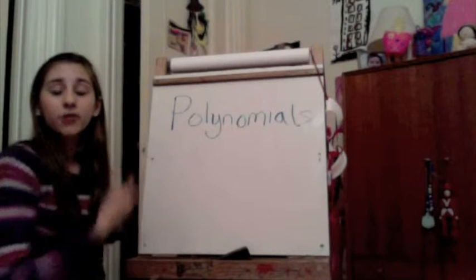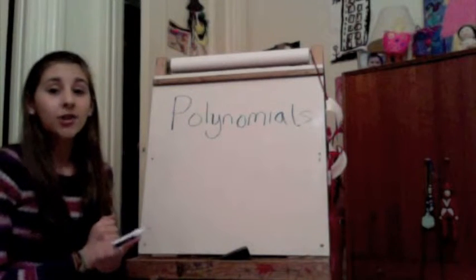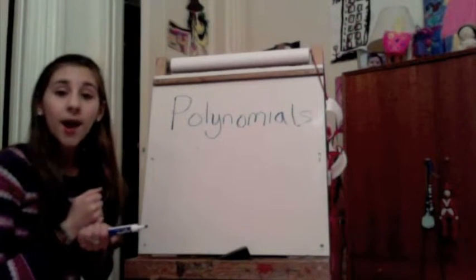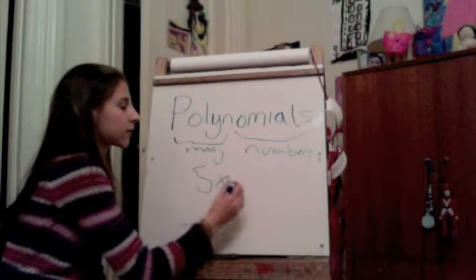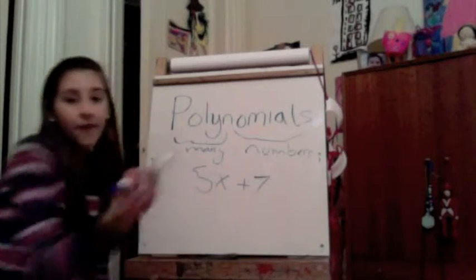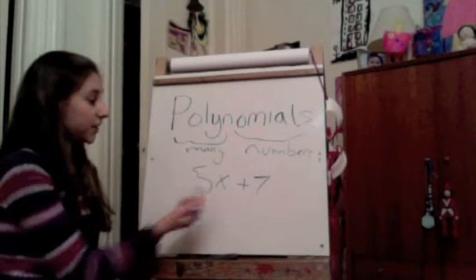Polynomials are made up of terms that are only added, subtracted, or multiplied. Poly means many, and nomial, in this case, numbers. 5x plus 7. This is a polynomial.